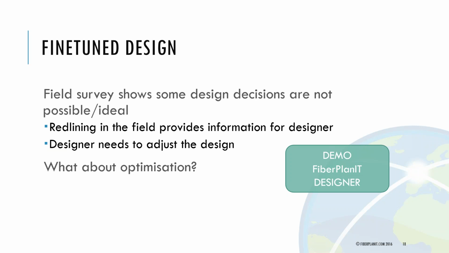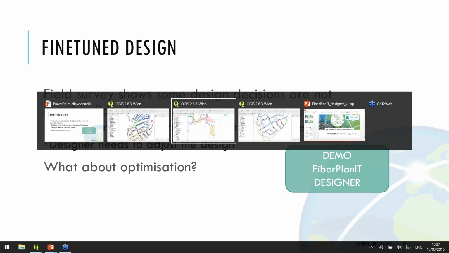When this is done in a manual process, all of the changes will be done in a very local way, very quick and easy changes, but you won't do any general optimization of your network anymore. Now with the FiberPlanIT Designer, if you make any changes to your network design, it will take into account these restrictions and recalculate the complete network, so that you can have some general optimization as well. Now let's show how this is done in the designer.